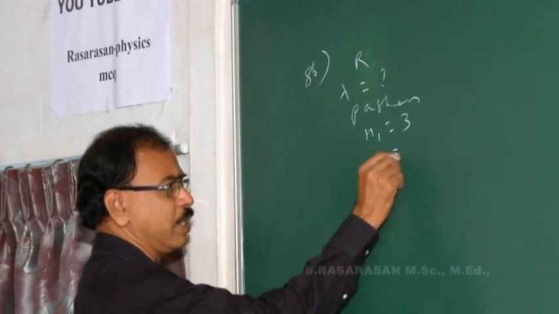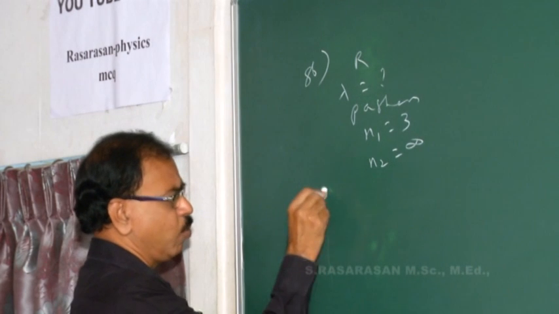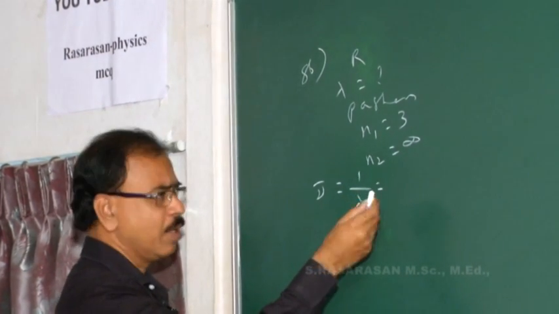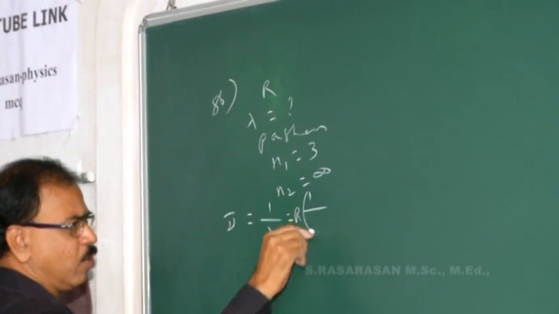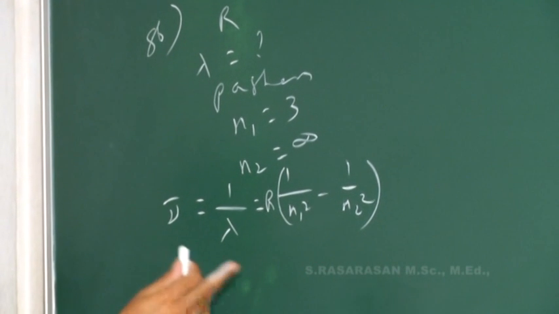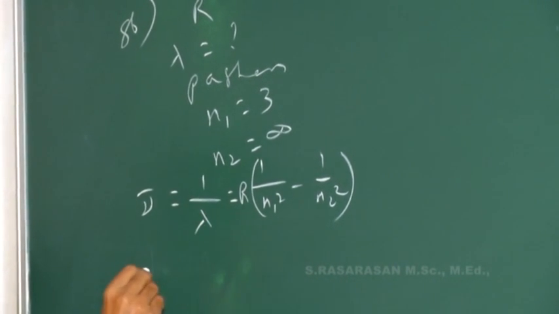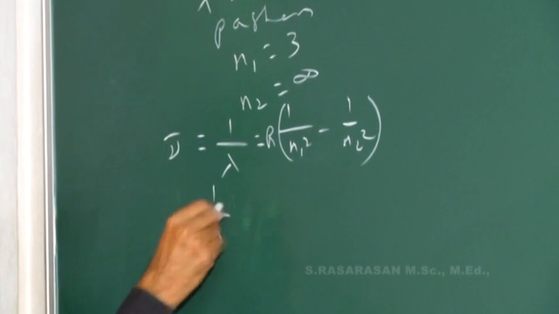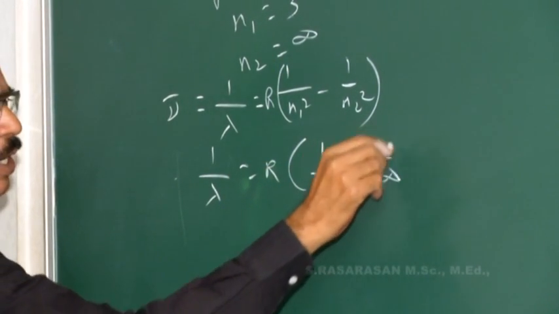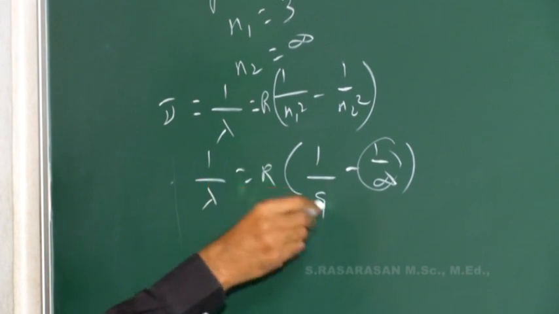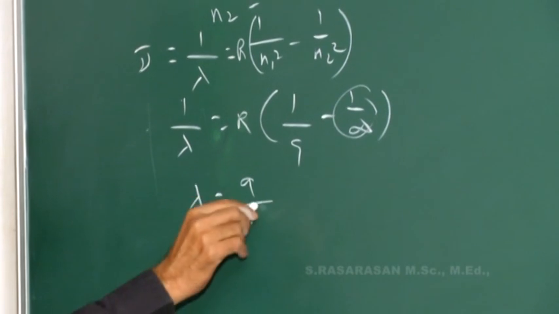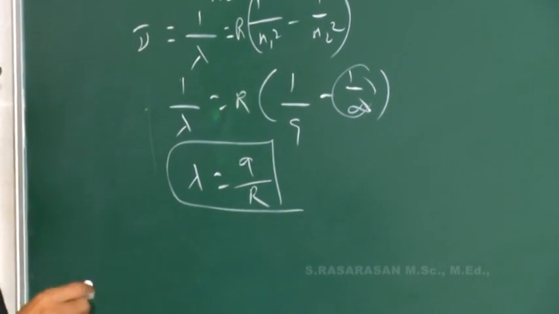So n2 is infinity. So nu bar, which is 1 by lambda, is the wave number, given by the general formula 1 by lambda equals R into (1 by n1 square minus 1 by n2 square), proposed by Bohr for the hydrogen atom. So 1 by lambda is equal to R into (1 by 9 minus 1 by infinity). 1 by infinity is 0, so it is R by 9. Lambda is 9 by R. That must be the answer for the problem.